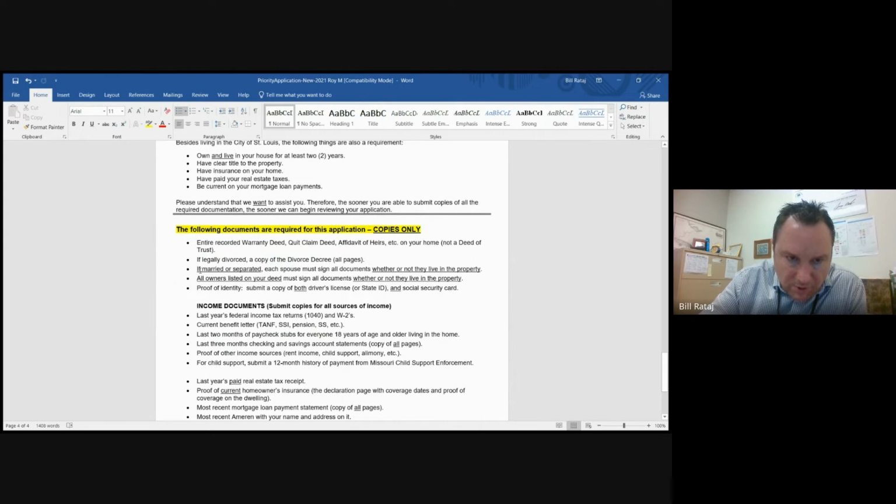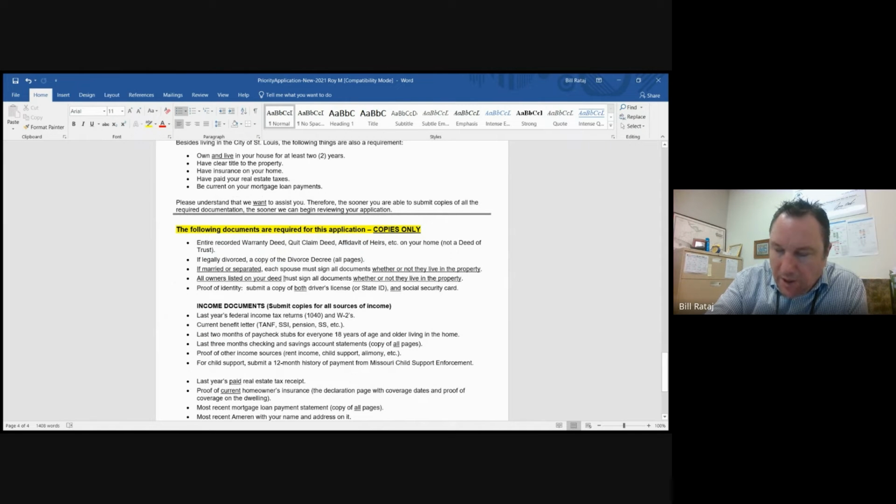Okay, so to tie into that, if you're married or separated, your spouse must sign all the documents, whether or not they live in the property. And one thing I should have mentioned on the household income is that maybe you are separated and your former spouse does not live in the property. We do not count their income. So we don't need that information, but they still are going to have to sign all the documents for the program. And again, it's all the other owners listed on your deed.